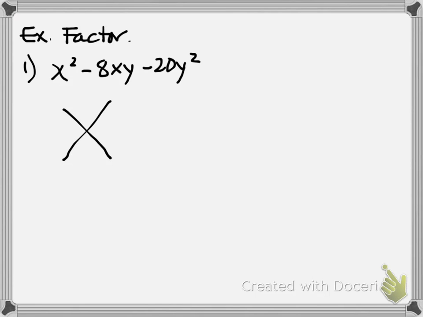According to this problem, what's the product number? Not 1. Okay, what do I multiply for the product number? Quadratic coefficient, constant. So what's 1 times negative 20? Negative 20. There's my product number. Okay. What's my sum number? Negative 8. So here comes the game.